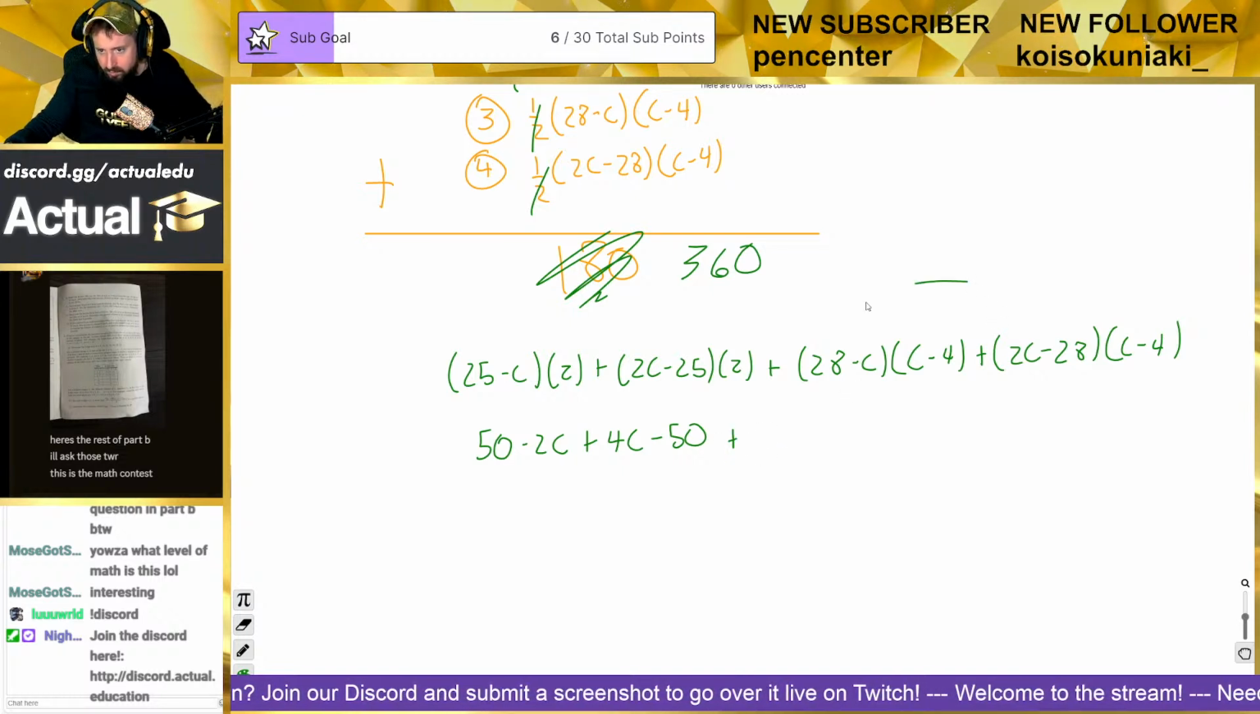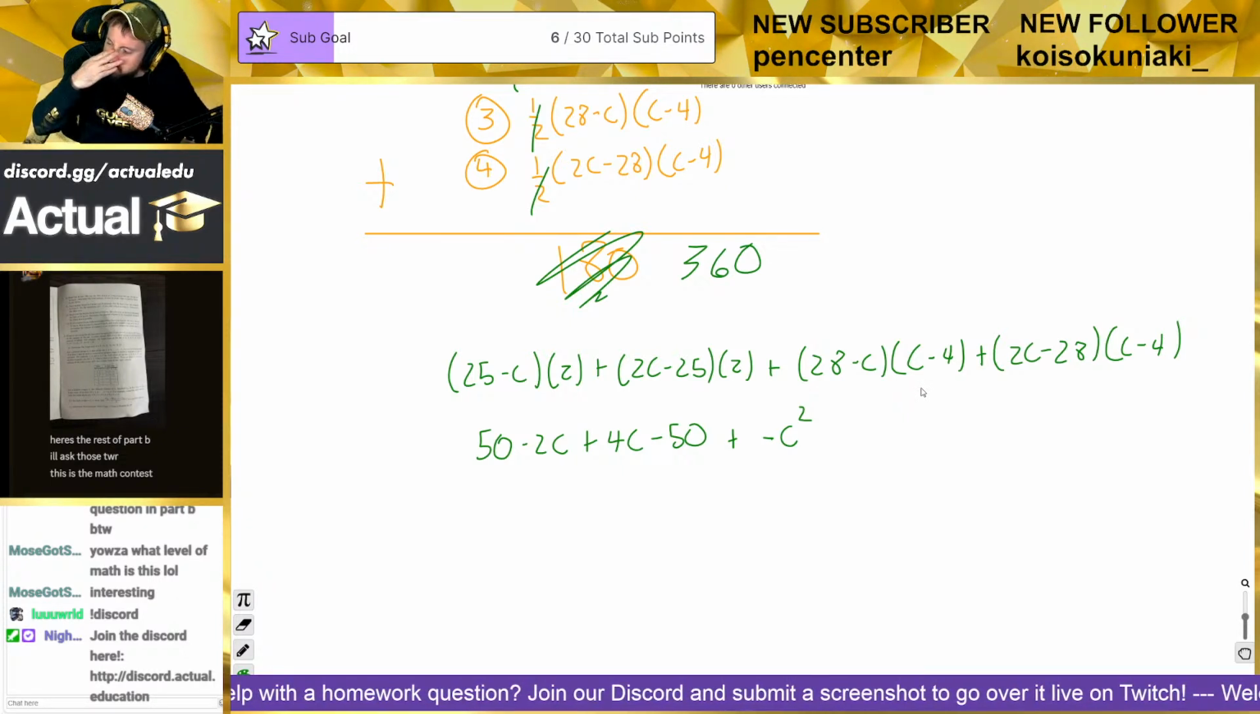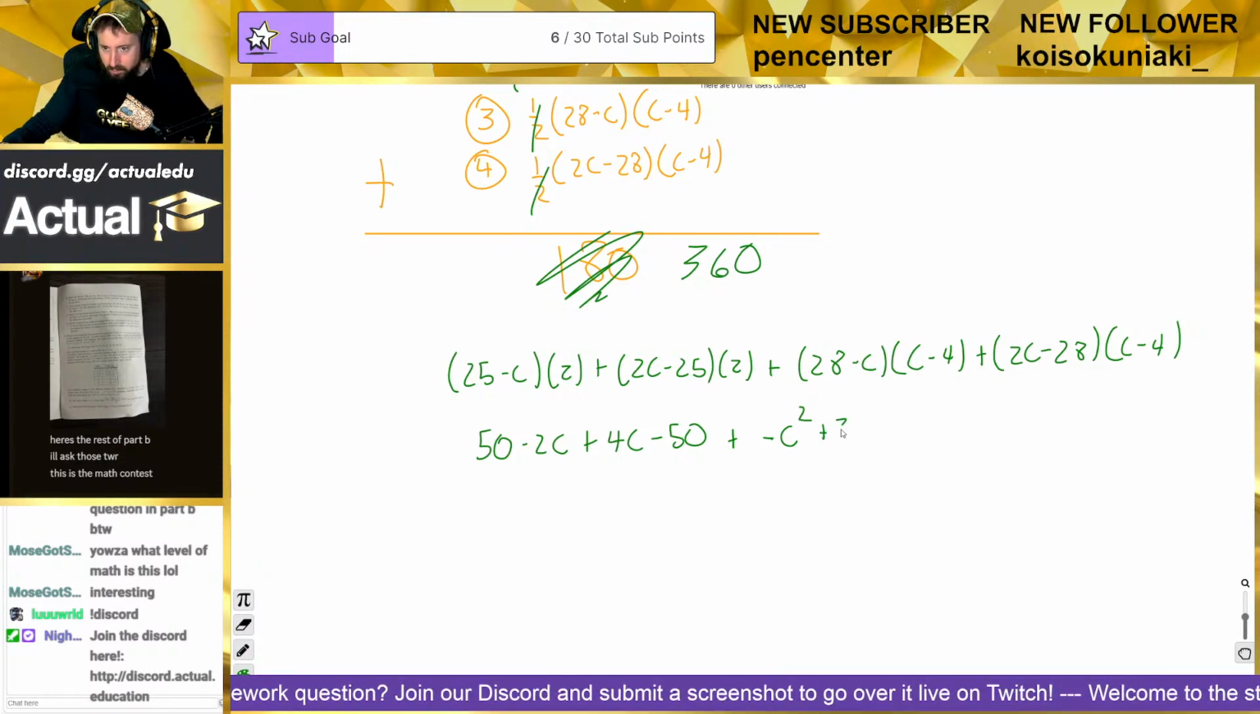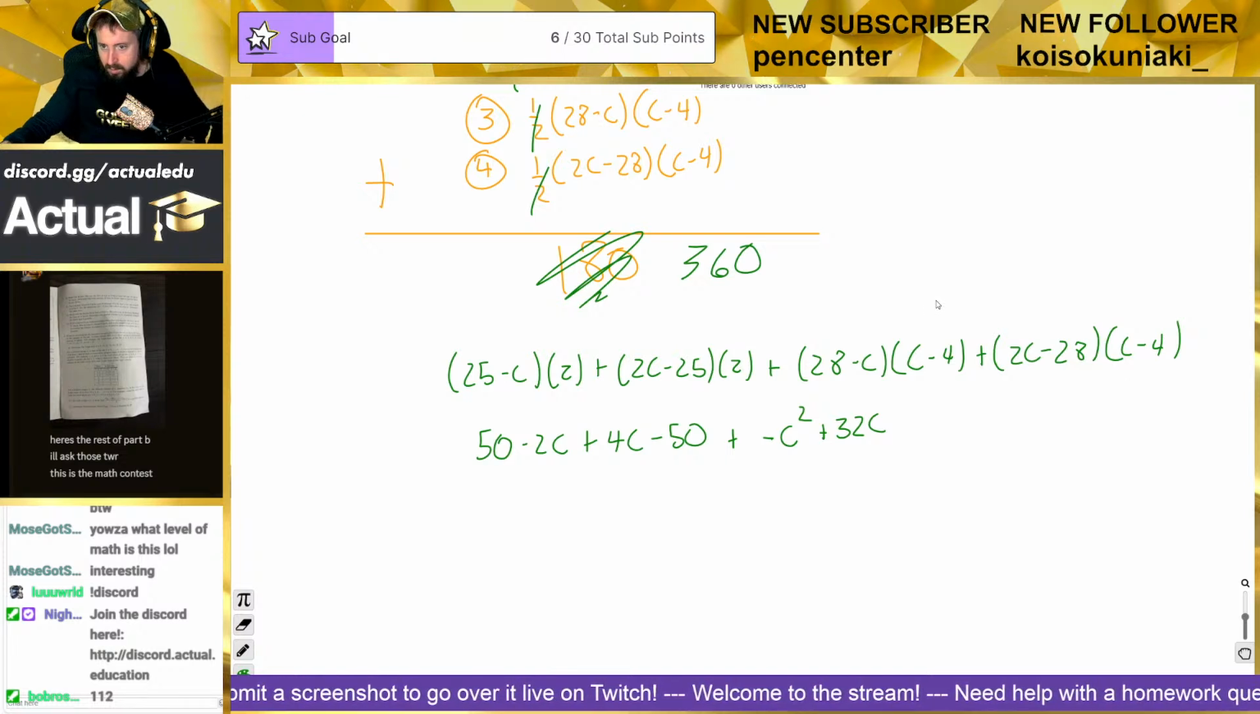Okay. Plus, this is going to suck. So that's what? Negative c squared, because minus c. And then that's going to be 28c plus 4c, so it's plus 32c. Right? 28 times c, negative 4 times, yeah, good. And then minus 112. Yeah, right. Okay, thank you. Good.